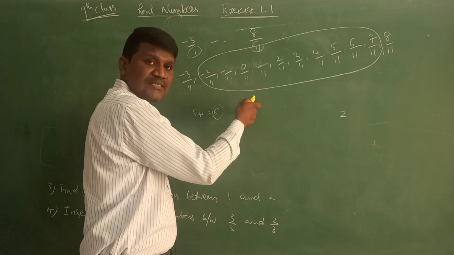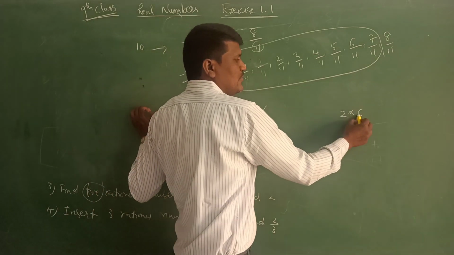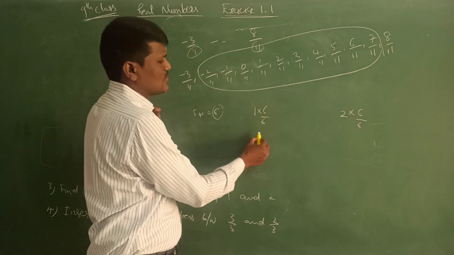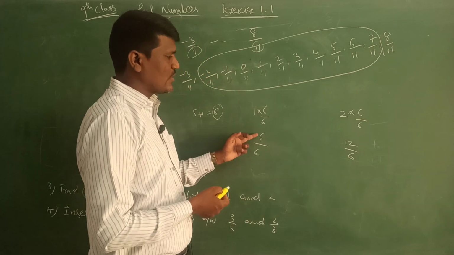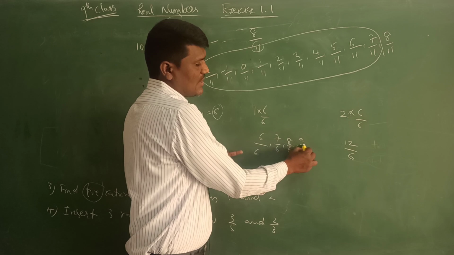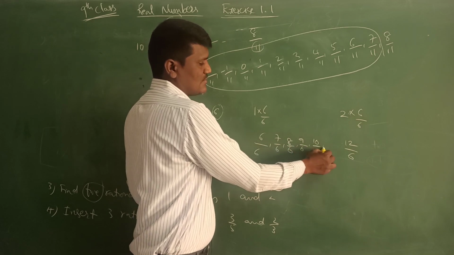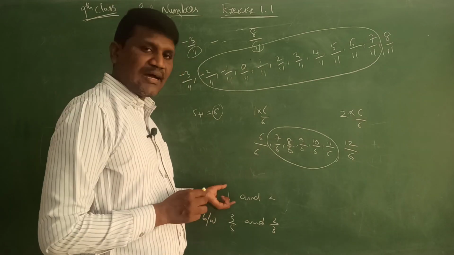We have 1 and 2. I should convert these into rational numbers first. So 1 into 6 by 6 and 2 into 6 by 6. So 1 into 6 by 6 is 6 by 6 and this is 12 by 6. Now easily you can write: after 6 by 6, 7 by 6, 8 by 6, 9 by 6, 10 by 6, 11 by 6. So these are the 5 rational numbers between 1 and 2.